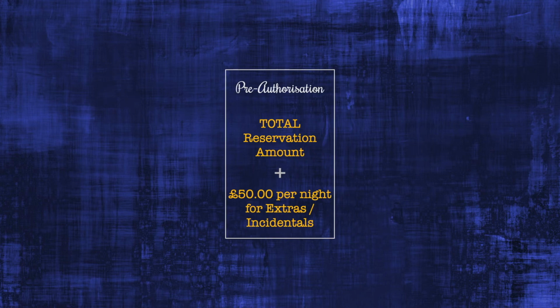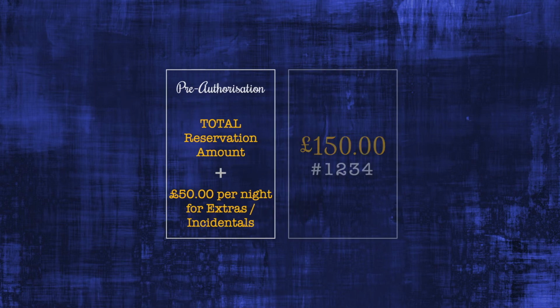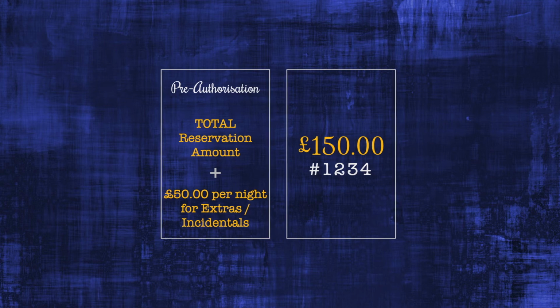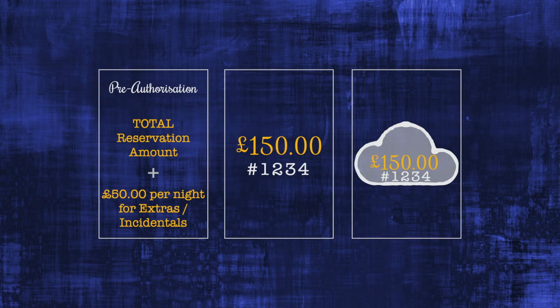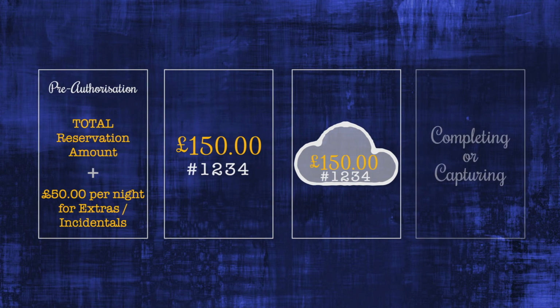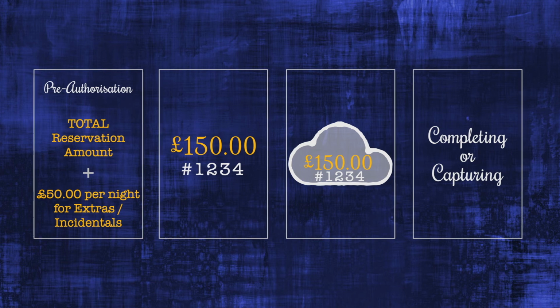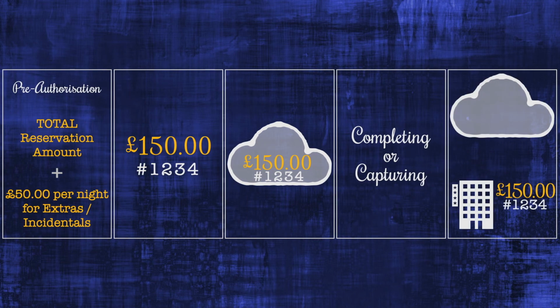Okay guys, so let's summarize. When a guest comes to check in, a pre-authorization is taken. Now all pre-authorizations come with an authorization code. Pre-authorizations don't belong to the guest or the hotel. It belongs to the cloud. When a guest checks out, we need to take the payment. Now this payment is called a completion or a capture. Now when we are going to complete or capture the pre-authorization, it will ask for an authorization code. Now this code is the permission for the money to leave the cloud and to go into the hotel's account.